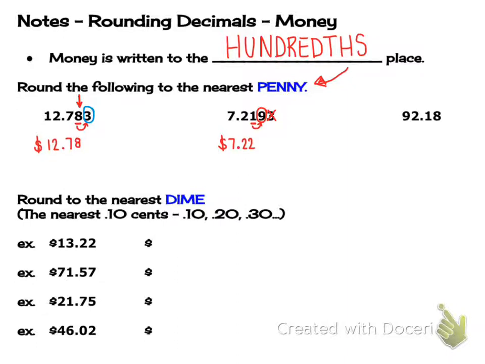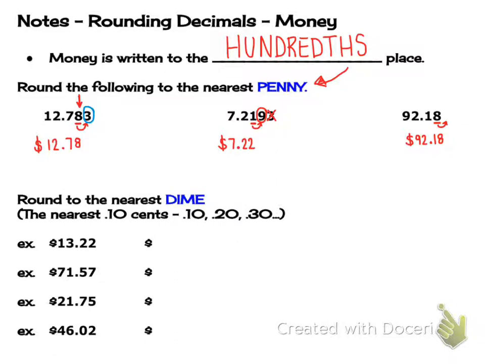Try this last one. We're looking at it. We have $92.18. We see that the 8 is already in the hundredths, and there is no number next to it, so it is already written to the nearest penny because it already goes to the hundredths place.